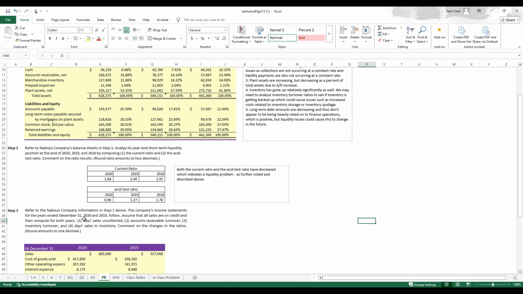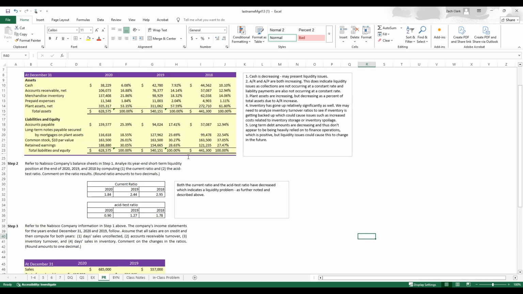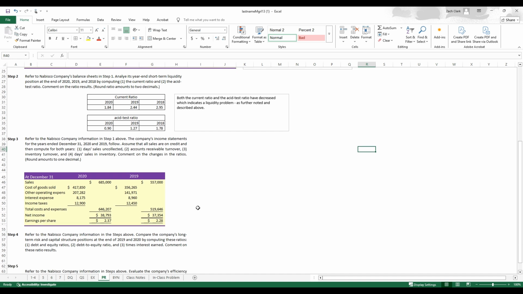Okie dokie. All right, let's go to step 3. The company's income statements for the years ended there follow. Assume that this is the next income statement just for those 2 years. Okay, so assume that all sales are on credit, and then compute for both years the days sales uncollected, accounts receivable turnover, inventory turnover, and the days sales in inventory. Again, comment on the changes.